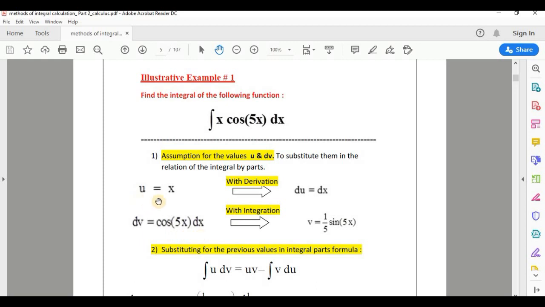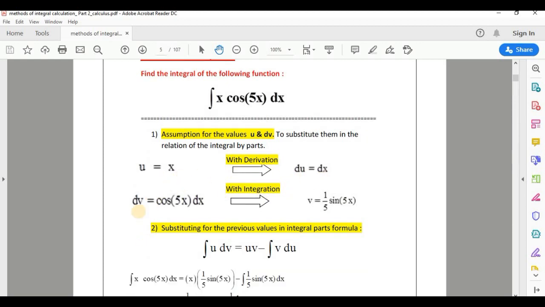We will take the derivative for both sides. What is the derivative of u? It will be du. What is the derivative of x? It will be dx. And for dv, with integration, what is the integration of dv? It will be v. The integration of this part, cosine dx, will be sine. And don't forget to multiply by 1 divided by 5, as we learned from the previous lectures.